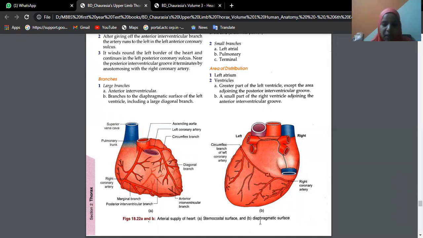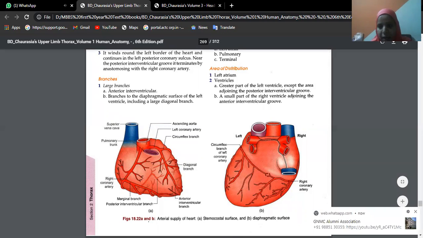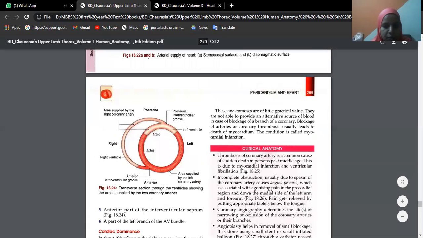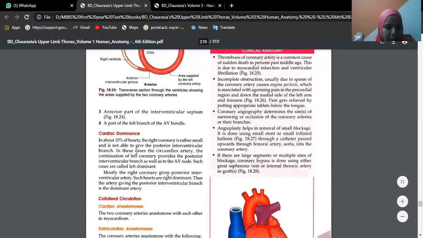So the posterior interventricular artery, actually, which is the dominant artery, you see here, cardiac dominance. Right coronary artery is rather small and is not able to give the posterior interventricular branch. In these cases, the circumflex artery, the continuation of left coronary artery, provides the interventricular branch.